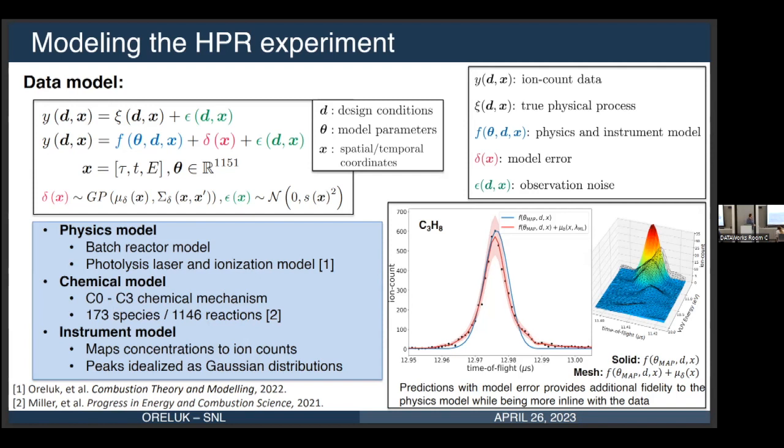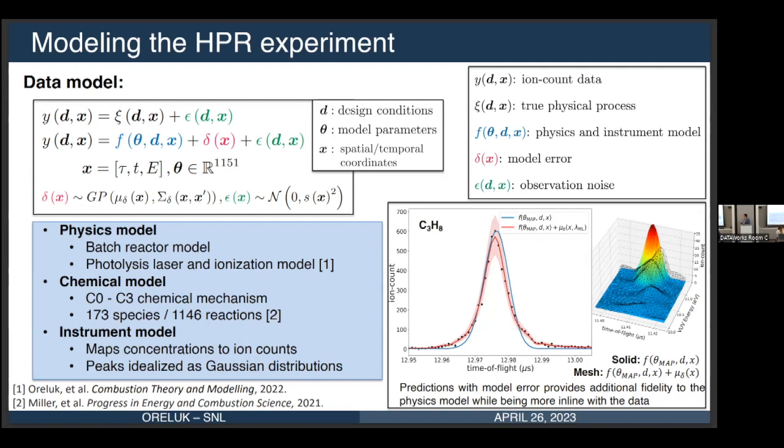Okay, so what do we get out? Well, if we calibrate this model to some data, on the bottom right we can see a plot of a peak for propane. So this is C3H8. And the blue curve is our computational model by itself. Does a pretty good job. The black points are the data, but we can see at the tails, our model assumes every peak's a Gaussian, but the data itself is not a Gaussian. And so including model error helps us account for these non-idealities that we actually see in the real data.